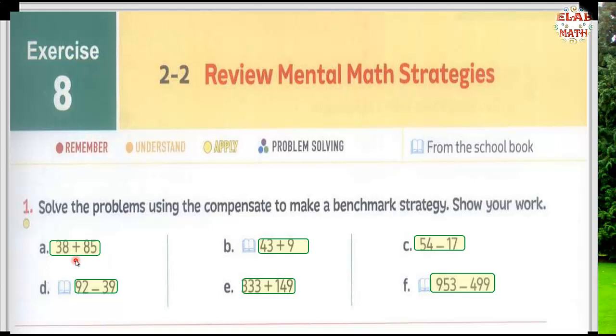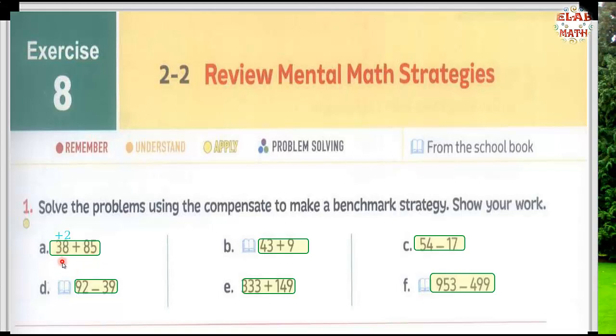How can I use a compensation strategy? To use the compensation strategy, we said you should add an amount to one number. After you get the sum, you should subtract the same amount from the sum. As you will see here, we have 38 and 85. You can add 5 to 85 to make 90, or you can add 2 to 38 to make 40.